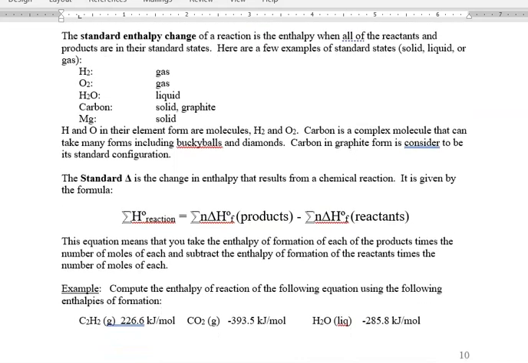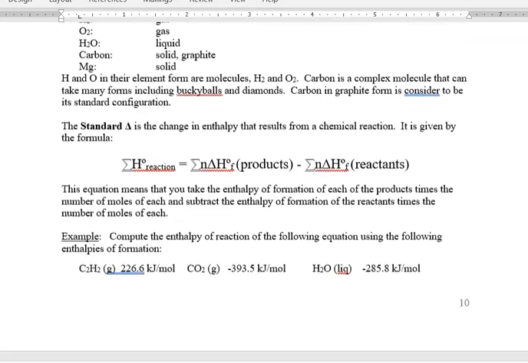Standard enthalpy change of a reaction is the enthalpy when all of the reactants and products are in their standard states. Here are a few examples of standard states: solid, liquid, gas. So H2 is in its standard state, in its most natural form as a gas. Same with oxygen. Water is considered to be in its most stable form as a liquid. Carbon as solid graphite. Magnesium as solid metal. H and O in their element form are molecules H2 and O2, as a gas. Carbon is a complex molecule that can take many forms, including buckyballs and diamonds. Carbon in graphite form is considered to be its standard state configuration.